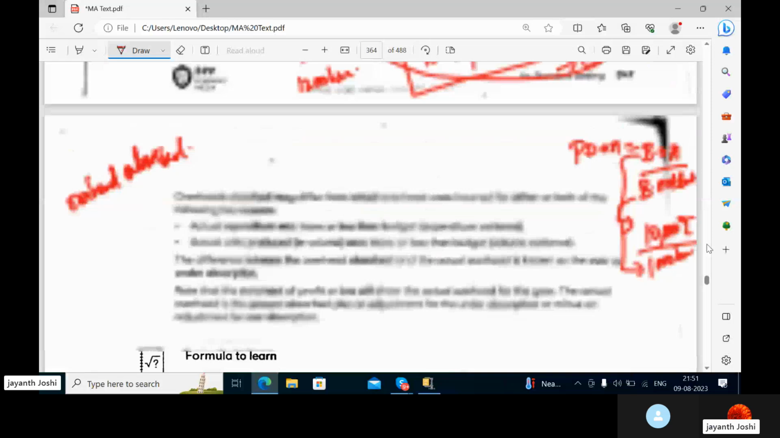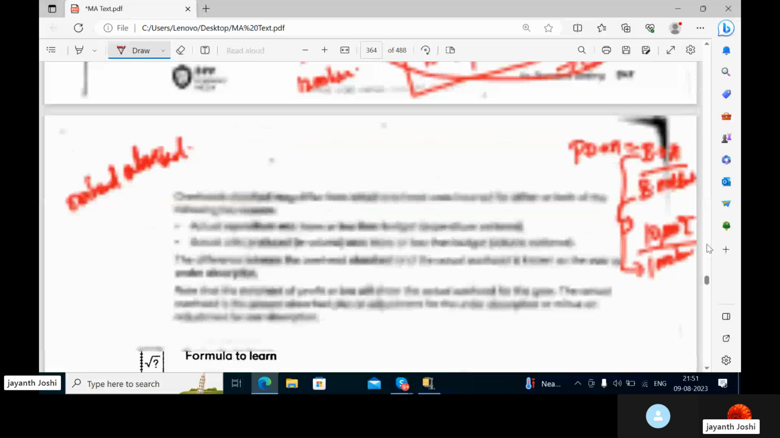Can you do this question? So this is your actual units of production and this is your actual overhead, the actual overhead for actual output. This is your budgeted units of production and budgeted overhead. So first we'll find out the predetermined absorption rate: 100,000 divided by 20,000, it's going to be $5.